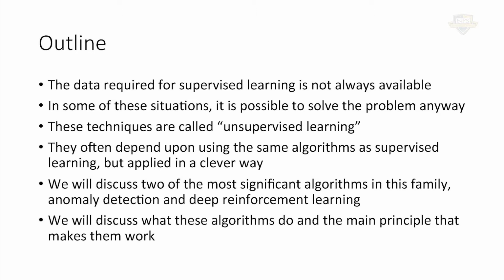with some clever twist. So what I'm going to talk about briefly this afternoon is two of the most significant algorithms in this family. One is anomaly detection, and the other is deep reinforcement learning, which has been grabbing all the headlines lately. I want to discuss what these algorithms do and try to at least make a decent start on giving you the main principle that makes them work. And we'll call it a day.